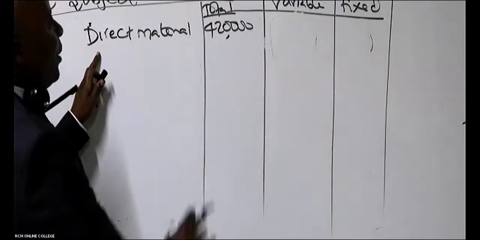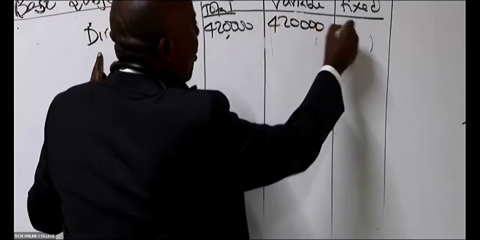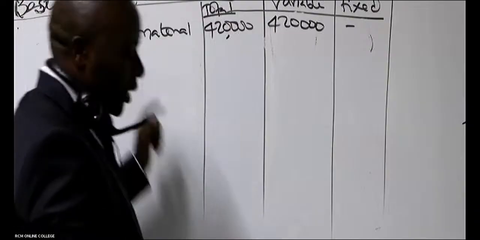So direct material means your variable, isn't it? For 20,000. So in this case, what do we write there under fixed? Nothing, isn't it? Because that's direct.